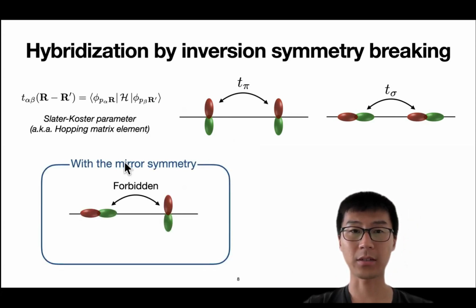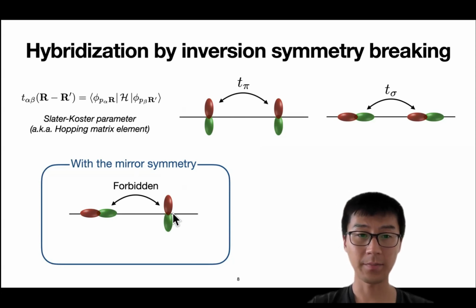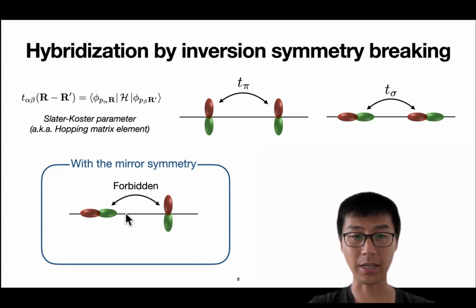One crucial aspect of these Slater-Koster parameters is that if there is a symmetry, for example, the mirror symmetry with respect to this plane, this px to pz hopping is forbidden. Do you see? The reason is that we have a mirror plane here. So if you carry out the integral of this quantity, it vanishes because of plus and minus signs on the upper side and downside. Therefore, usually this hopping is forbidden in centrosymmetric systems.